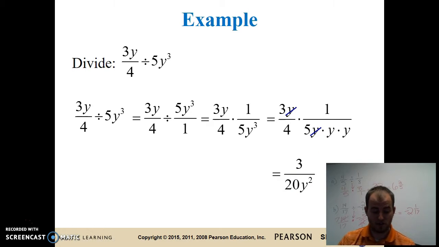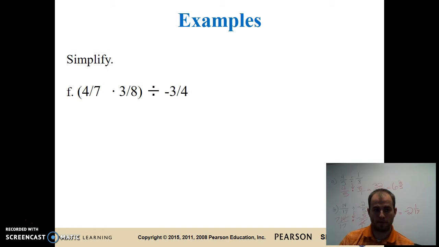Alright, so why don't you try to do letter E, which is very similar to that problem. 2x over 3 divided by 3x squared. You can pause the video right now if you need to do that.